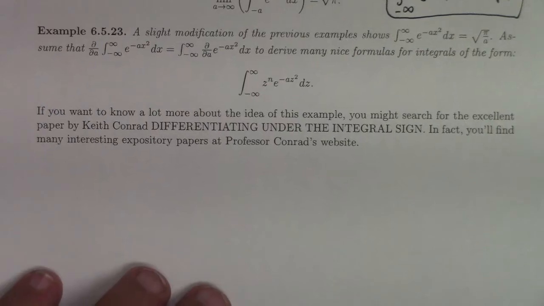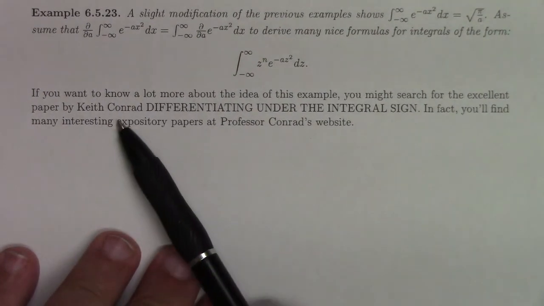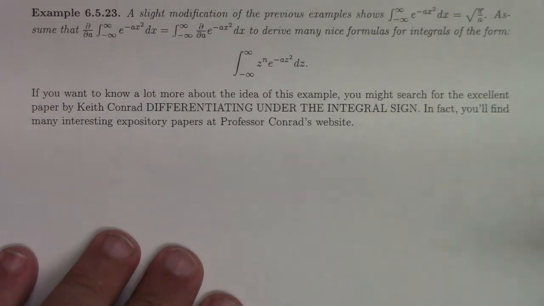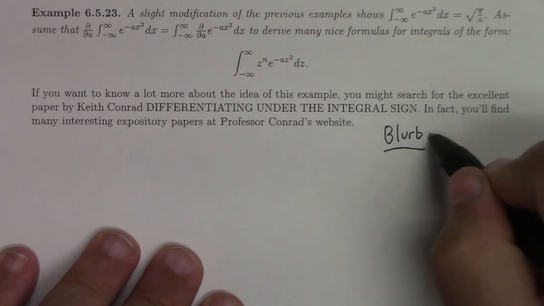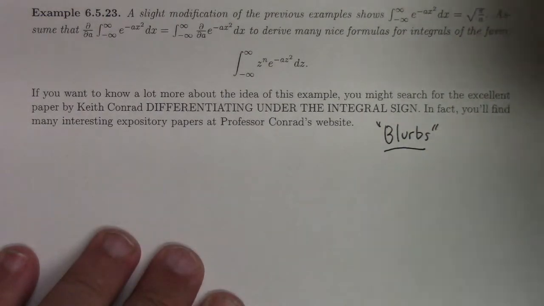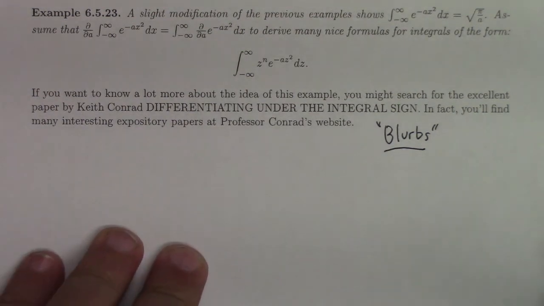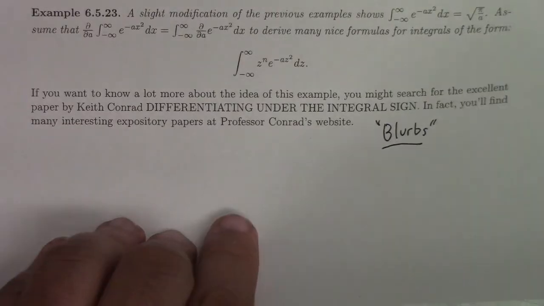Now, if you'd like to see a lot more that you can do with this, I would highly encourage you to look at Keith Conrad's differentiating under the integral sign. He has what he calls blurbs, and his blurbs are super useful. He has a website, Keith Conrad. Look him up. Incredibly useful writing, typically at a very high undergraduate or very low graduate student level, but sometimes research level. Anyway, super useful. Look it up.